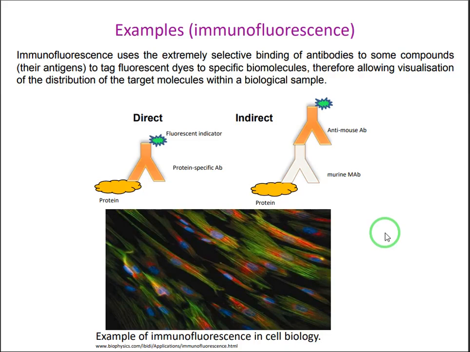Okay, in this video we want to talk about one of the most useful applications of the fluorescence phenomenon in the field of biology, which is called immunofluorescence. The technique is simple. We use antibodies. These antibodies have a specific affinity towards the antigens on some compounds.